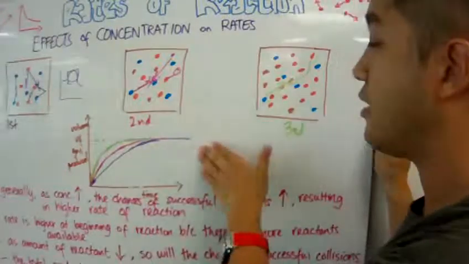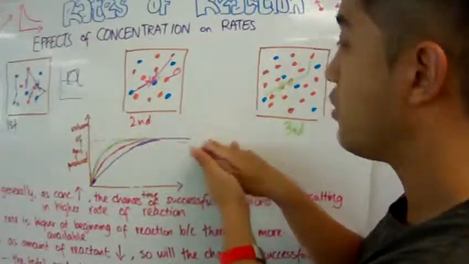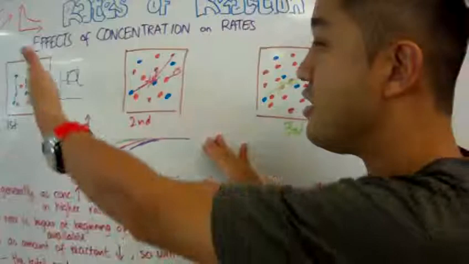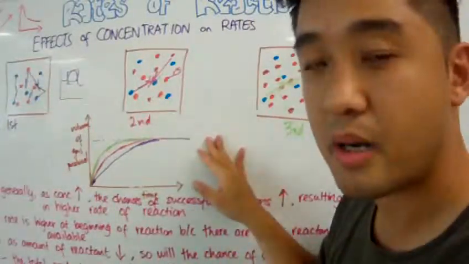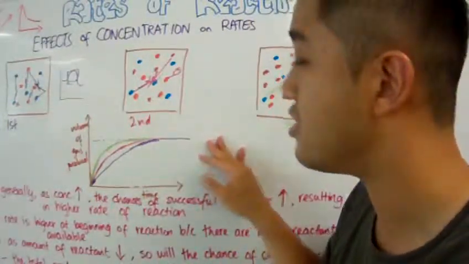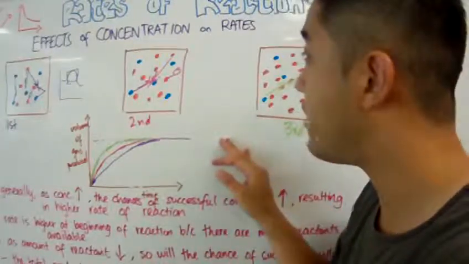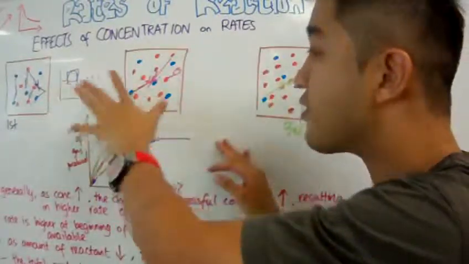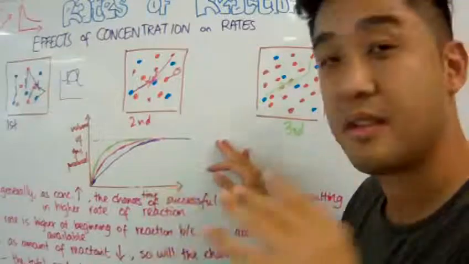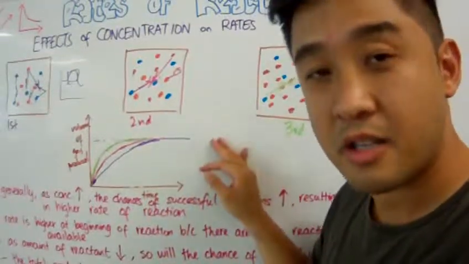But ultimately, the total number of products would depend on the limiting reagent, and in our case, the blue particles are our limiting reagents. So there we go. Rates of reaction, the effects of concentration on the rates of reaction. Next time will be temperature.